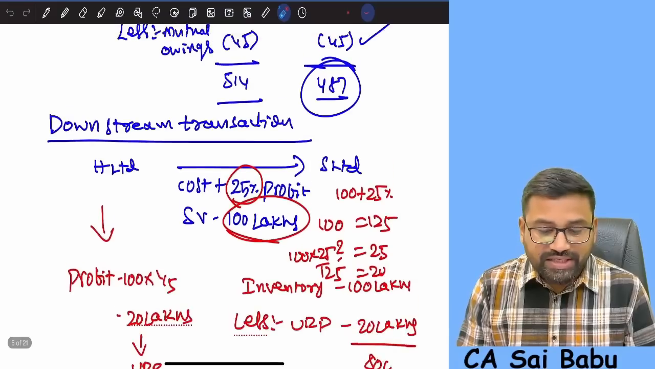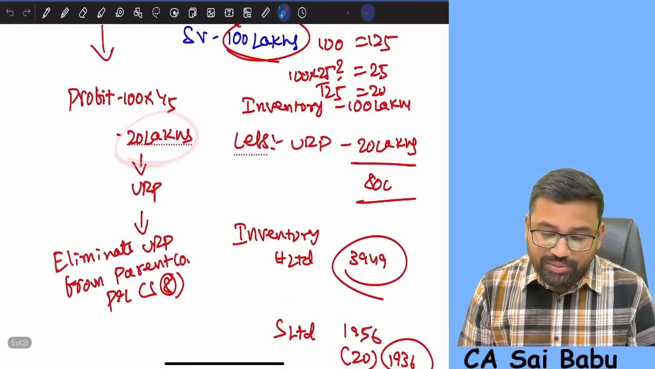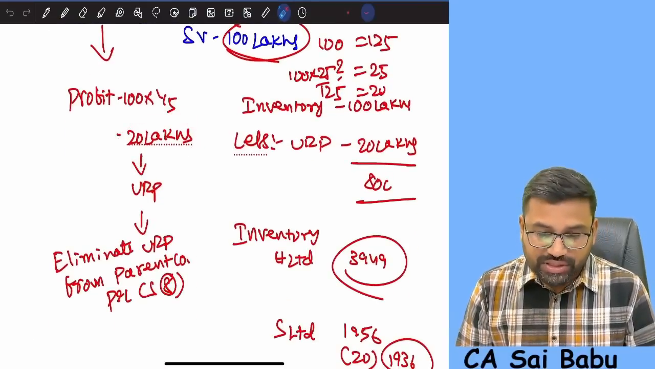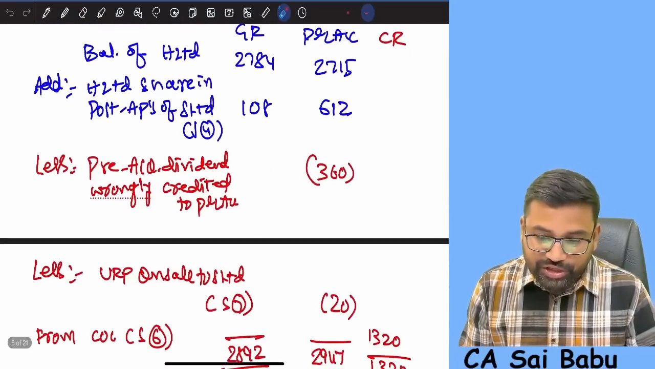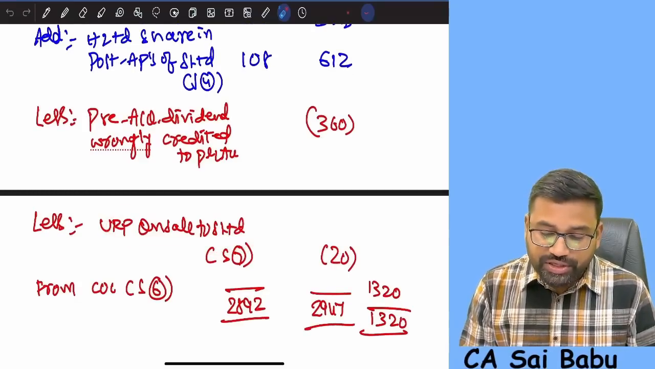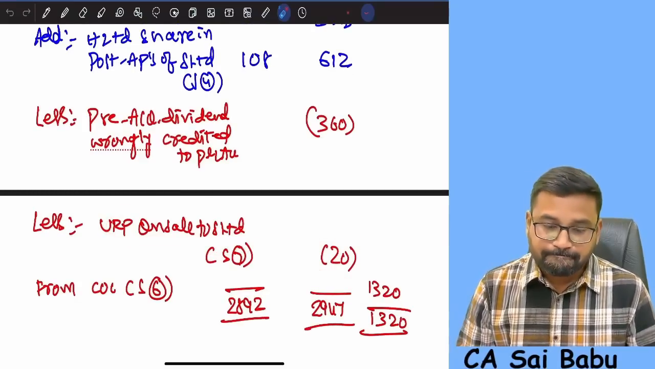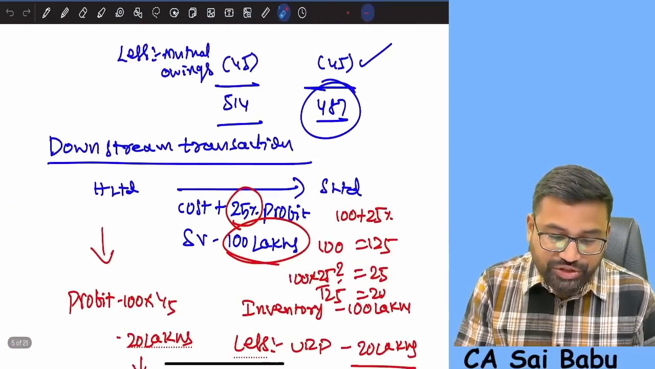Because here the transaction is what? Downstream transaction. Entire 20 lakhs is eliminated from the parent company reserves and surplus. I will show you. See this. Reserves for consolidated balance sheet. Unrealized profit on sale to subsidiary company 20. Eliminate. Okay. So this is another important adjustment.